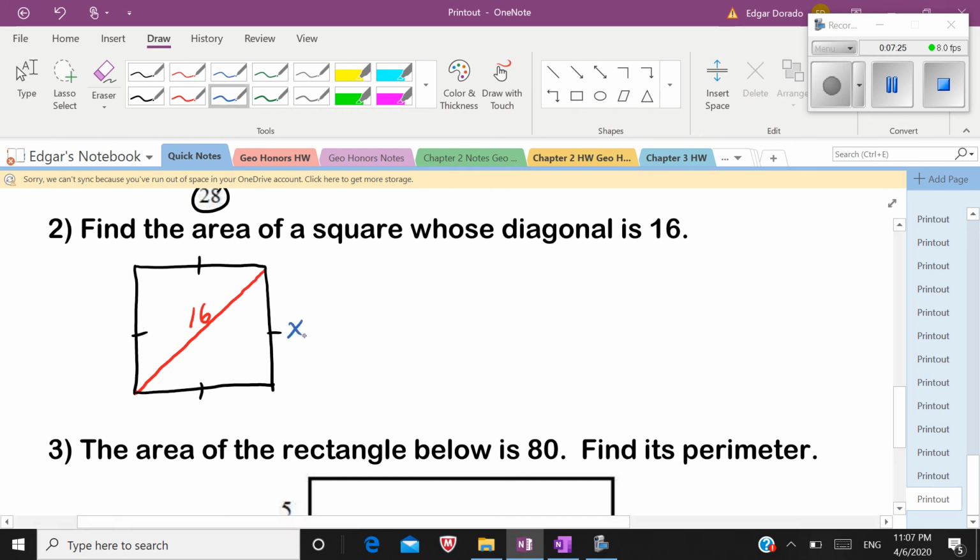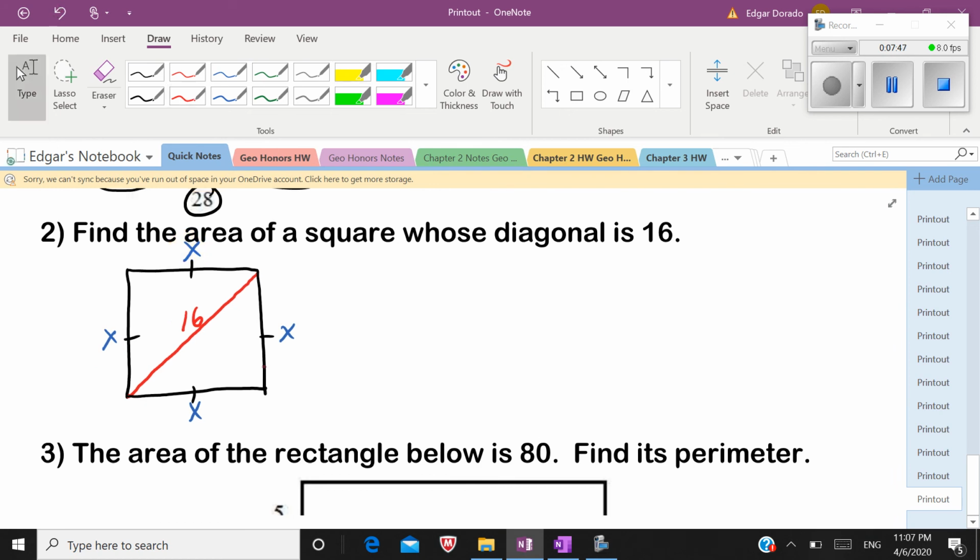I don't know what this is. Well, if I don't know what that is, then I don't know what this is. And if I don't know what that is, I don't know what that is, and I don't know what that is. But I do know that all four of these have to be exactly the same. That I do know. Why? Because this is a square. So keep those little things in mind, guys. Read those problems carefully.